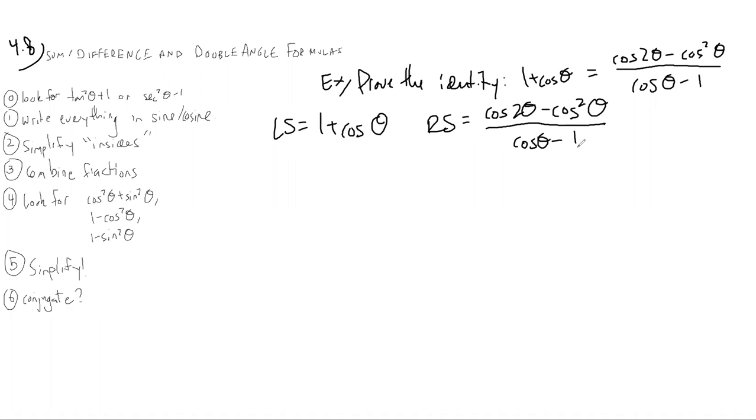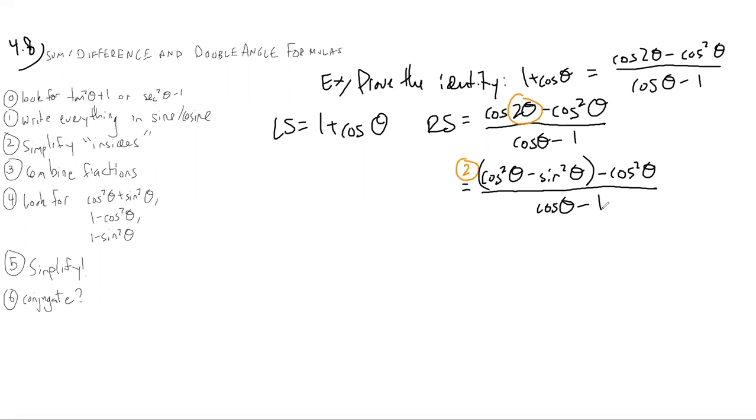No tan squared or secant squared, so step 0 doesn't apply. Everything's written in sine and cosine. In fact, everything's just written in cosine. And simplifying those insides, that's obviously going to be what we're seeing for a lot of these questions. So cos 2 theta, I'll just use the typical substitution there of cos squared theta minus sine squared theta. So that would be step 2. And then minus cos squared theta divided by cos theta minus 1.